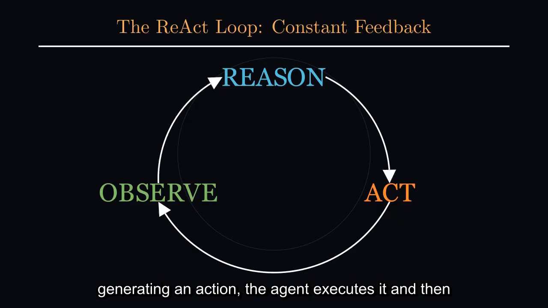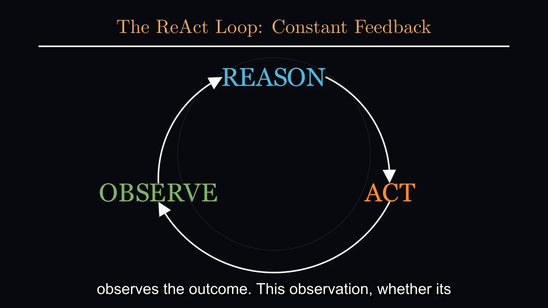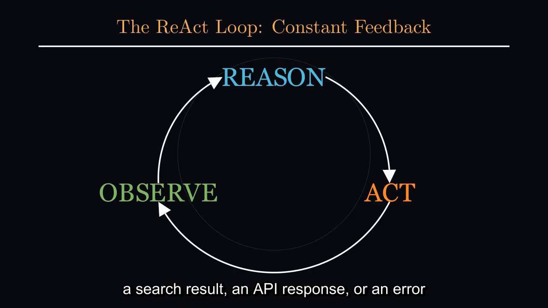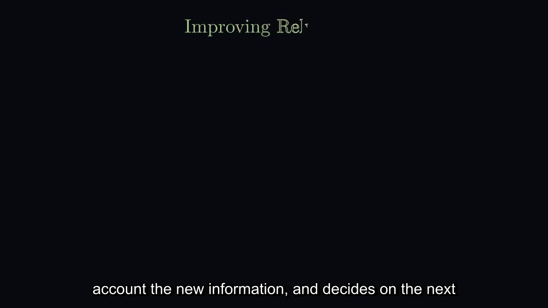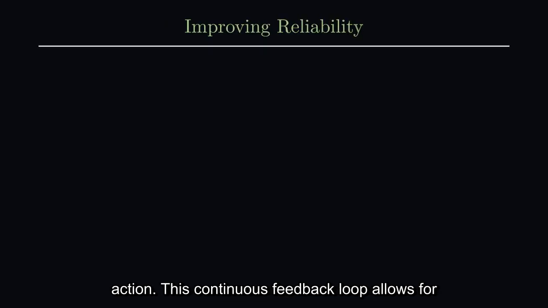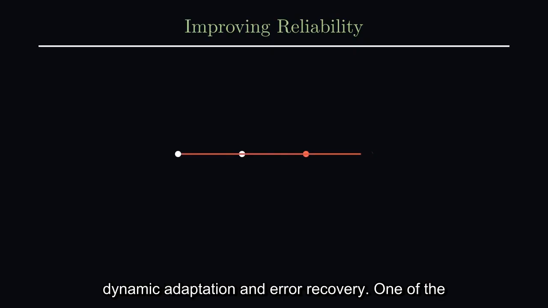After generating an action, the agent executes it and then observes the outcome. This observation, whether it's a search result, an API response, or an error message, becomes the new input for the next iteration. The agent then reasons again, taking into account the new information, and decides on the next action. This continuous feedback loop allows for dynamic adaptation and error recovery.